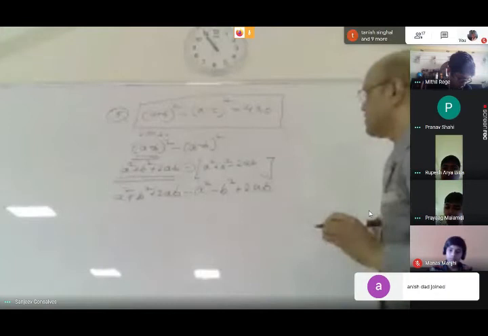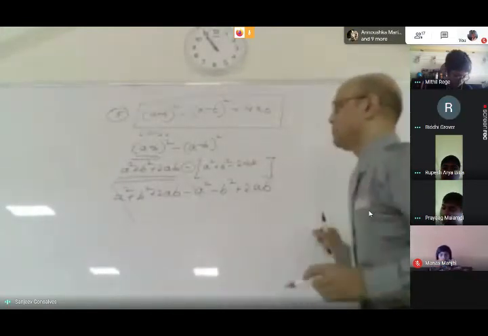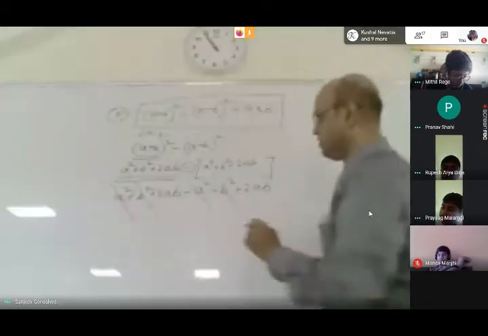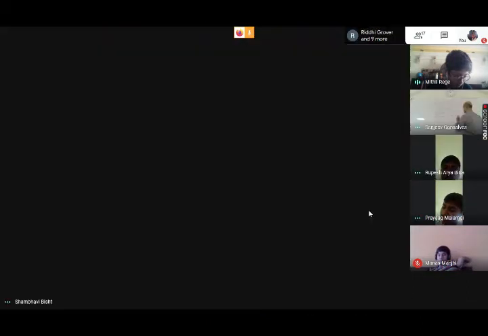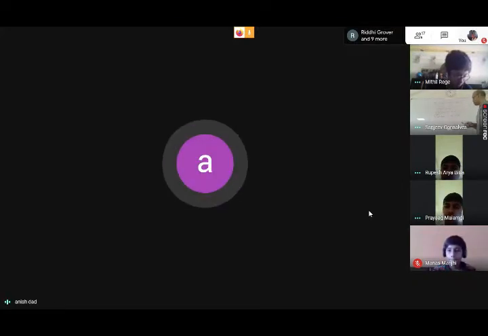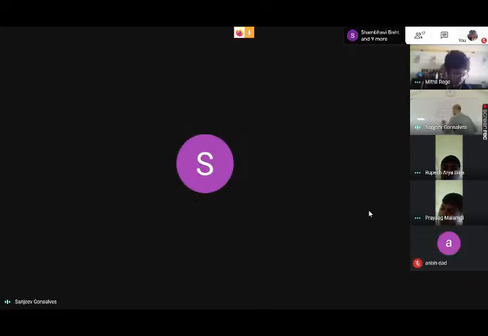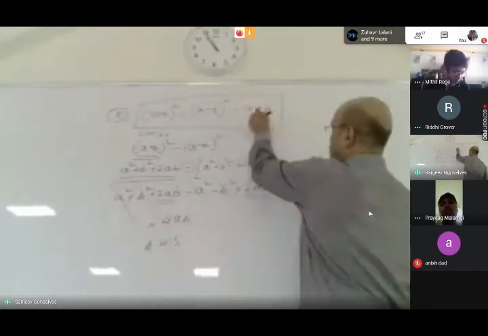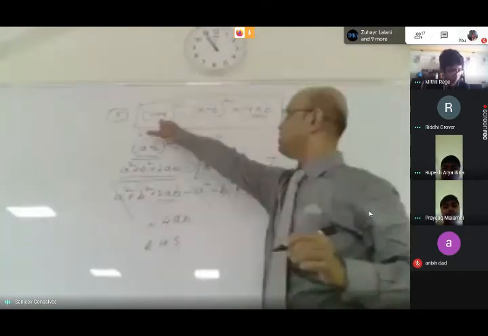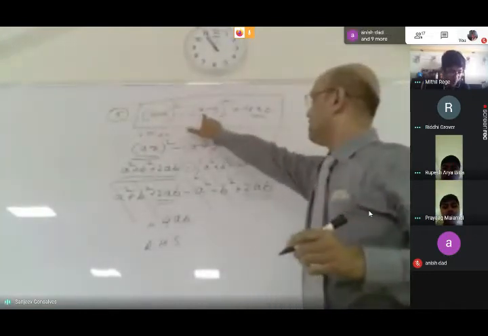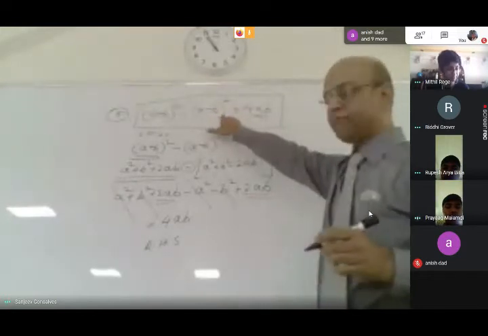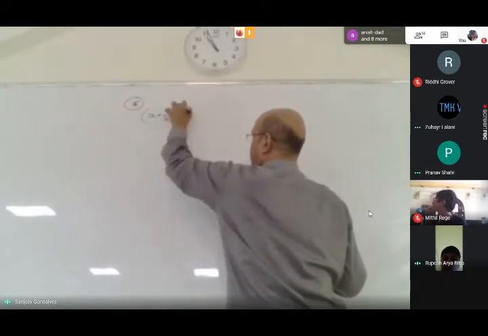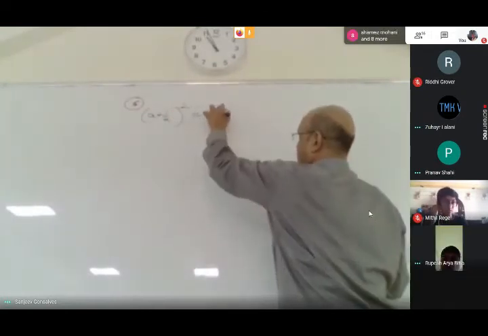Do you think something can get cancelled over here? a square cancels, and b square also gets cancelled. So what is left over here? 2ab plus 2ab, that is 4ab. 4ab is equal to the RHS. So (a plus b) whole square minus (a minus b) whole square is equal to 4ab.